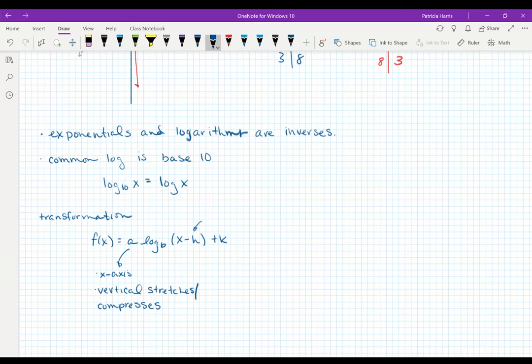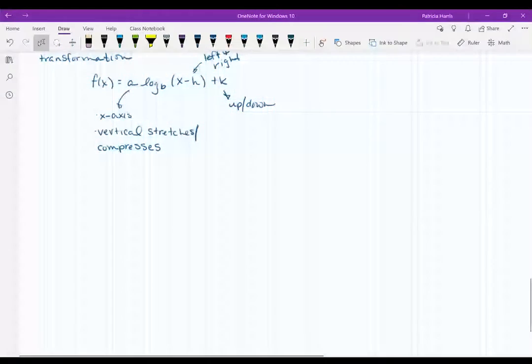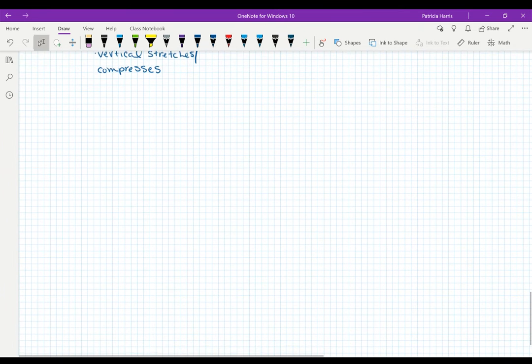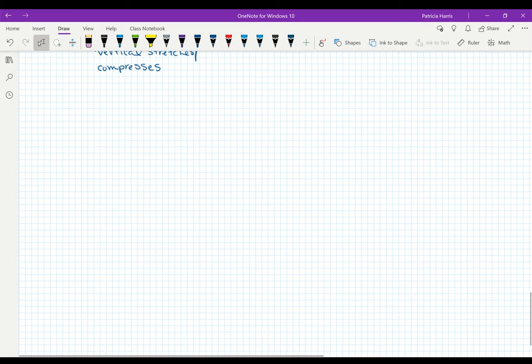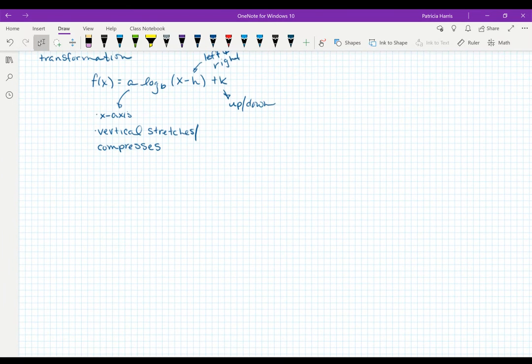All right, this right here will control left and right. This right here will control up and down. All right, so let's try a couple. All right, now, until you get used to it, I highly recommend that you always draw the parent function. Okay, so let's try one. I'm going to keep with log base 2, just to keep our life a little easy. Let's move this down a little bit so I can see it. Okay, here we go.